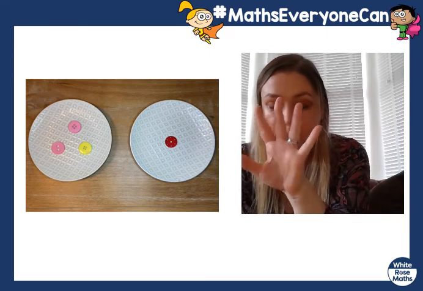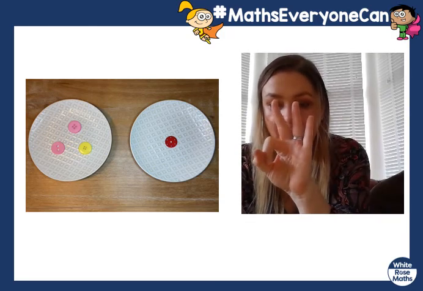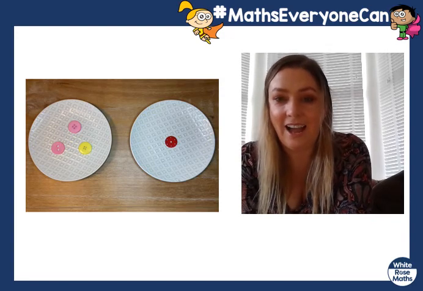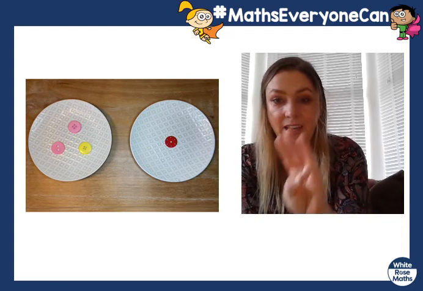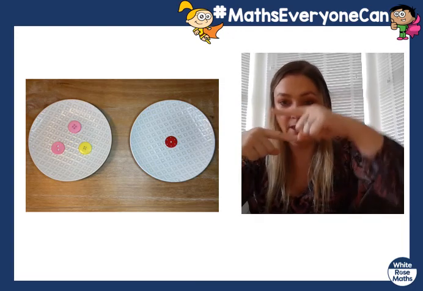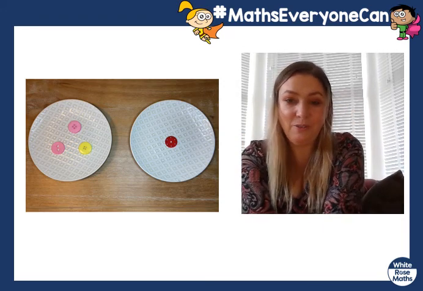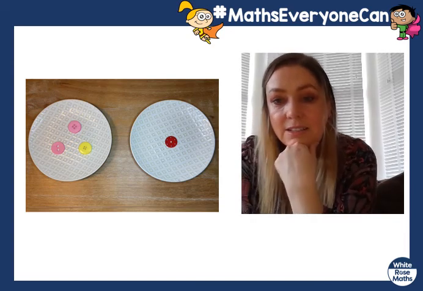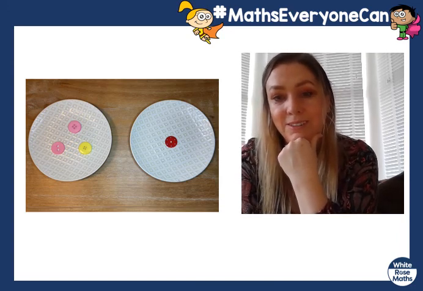You could use 5 buttons, you could use 4 buttons, you could use 3 buttons, you could use 2 buttons, or you could use 1 button. See how many different number sentences you could make. Okay, here we've got 3 add 1 equals 4. I wonder what number sentences you could make. I'll tell you what it looks like. It looks just a little bit like the 2 parts in our whole part model.